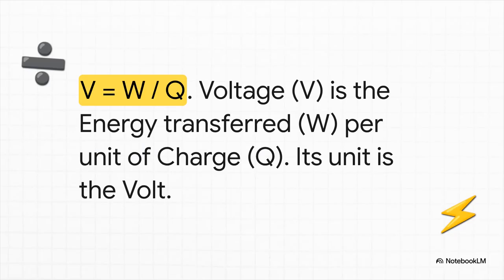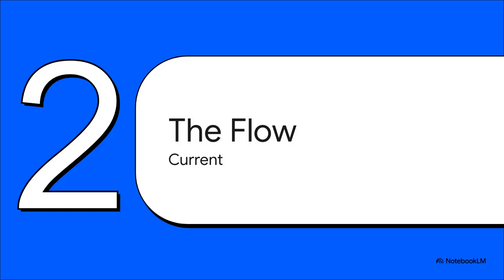And that Lego story perfectly sets up this formula. Voltage, or V, is simply the work done or energy transferred, that's W, divided by the amount of charge, which is Q. So if a battery gives 12 joules of energy to every coulomb of charge, well, its voltage is 12 volts. It's just energy per charge. So we've got the push, the amount of energy packed into each bit of charge. But that's only half the story. To get any real power, you also need movement. You need a flow. And that's what we're talking about next.